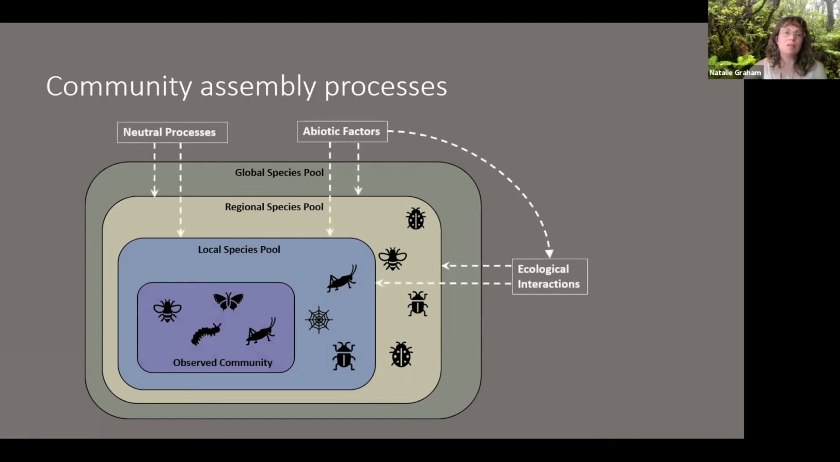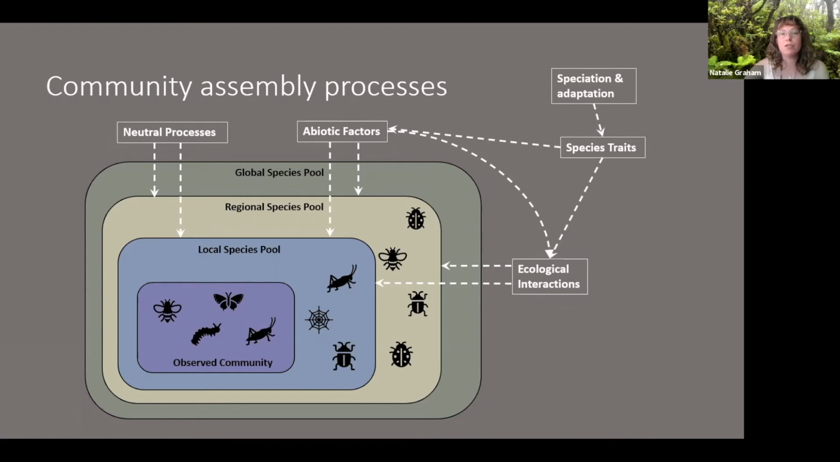So we know that there are going to be some neutral processes acting. You can think of neutral processes as things that are not relevant to the biology of the organism itself. And then we also have abiotic factors and biotic factors, or ecological interactions. And these are acting on both the regional pool and the local pool. And we know also that evolutionary processes are going to be happening as well.